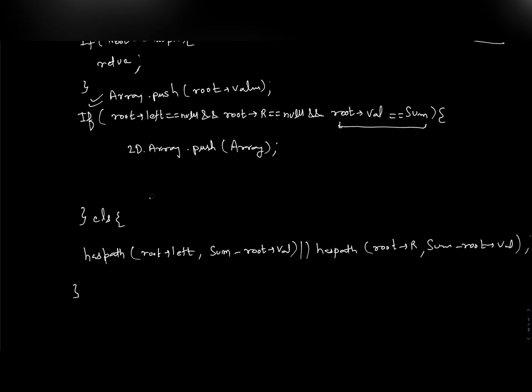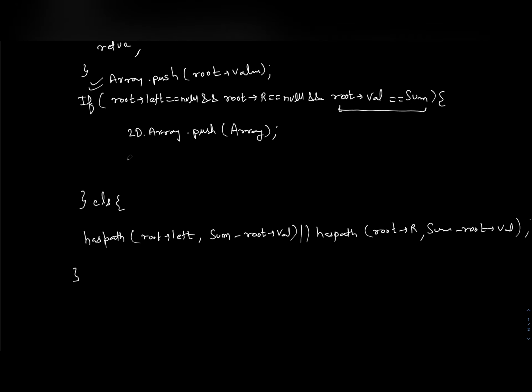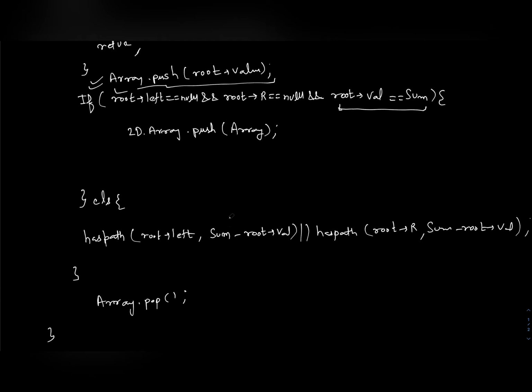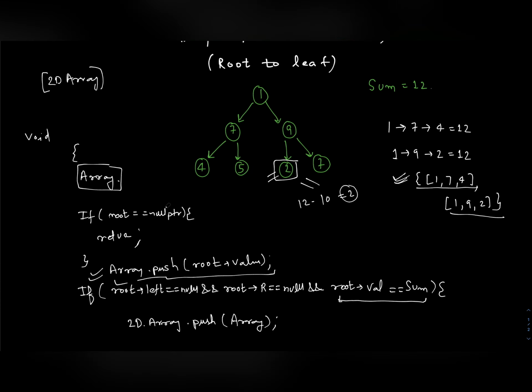Our else condition is going to remain the same. We have to do this, and after pushing the value, we have to move to our previous parent, right? So we'll remove that last value, array dot pop. This is the whole condition, and we'll print this 2D array.